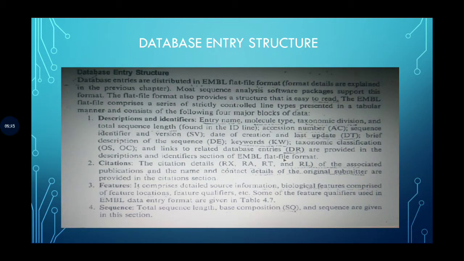The database entry structure. Whenever a record or an entry is entered into a database, it is assigned a description and identifier, and is classified into four major blocks. The first is the description and identifier, which includes the name, molecular type, taxonomic divisions, and other features like accession number, last update, etc. Citation is the detail about the associated publication and the original author or the submitter.